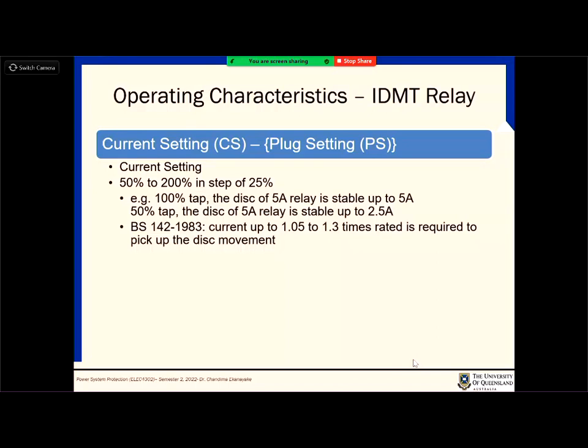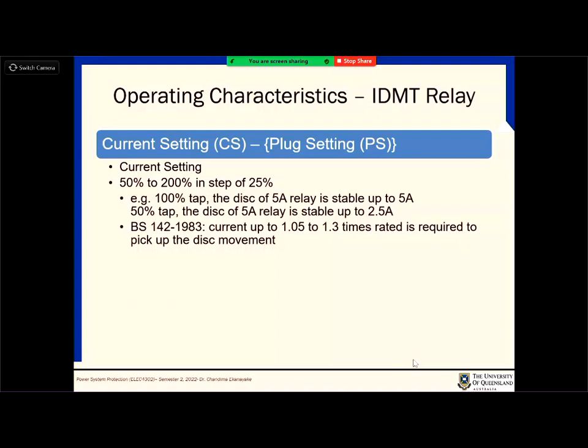Usually these relays come in two types. One works with 5 amps, the other one with 1 amp. Some numerical relays need only 1 amp for normal operation. So all these calculations, 50%, 120%, come based on that value, right? If it is 1 amp, 50% is 0.5. If it is 5 amp, 50% means 2.5, right?